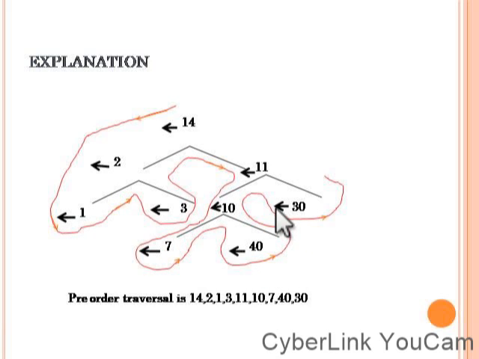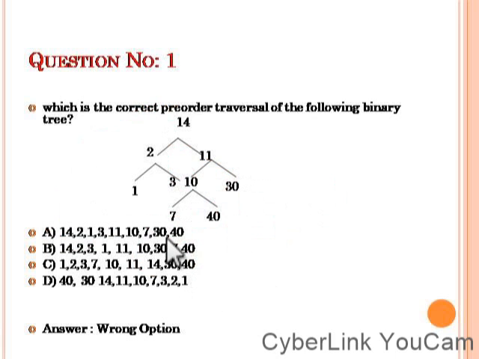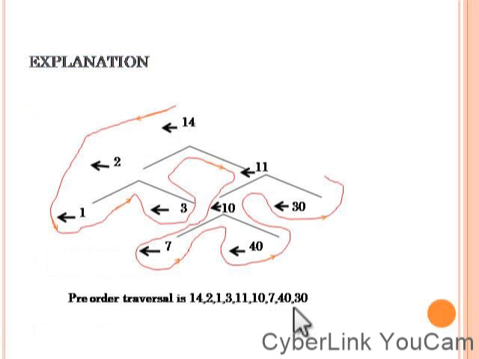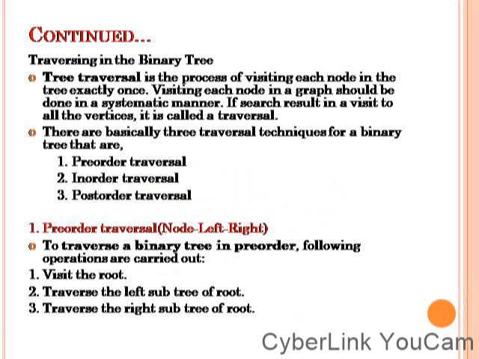This is our answer. In our options there is a small mistake in option A. The 40 and 30 are interchanged in the order, so option A is wrong. The correct answer is 14, 2, 1, 3, 11, 10, 7, 40, 30. This is our answer. Next we can discuss the binary tree and traversing in the binary tree.